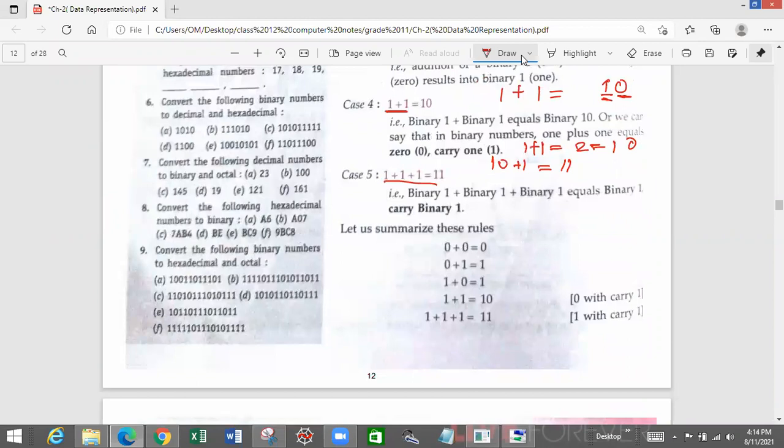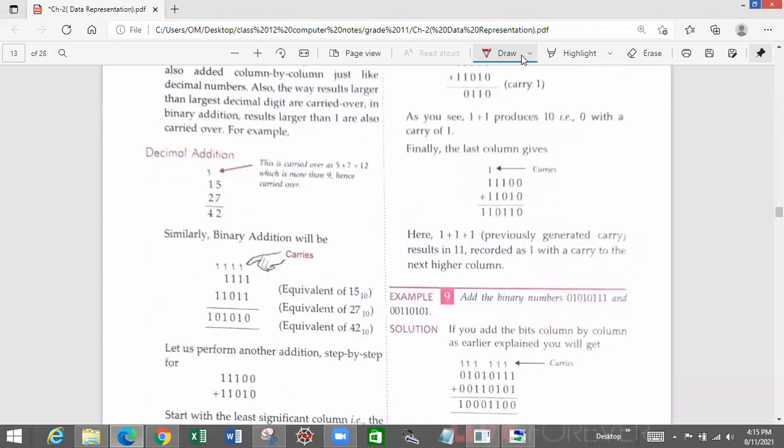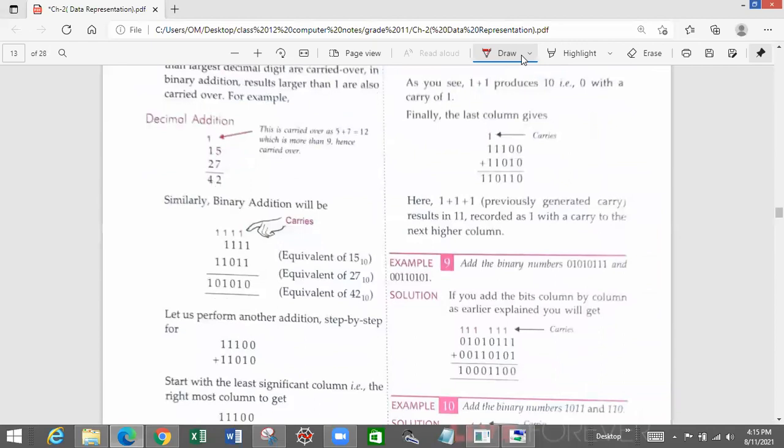Now, the summary of the rules. 0 plus 0 is 0. 0 plus 1 is 1. 1 plus 0 is 1. 1 plus 1 is 1, 0. 1 plus 1 plus 1 is 1, 1, with a carry 1. So these are the rules that we are going to utilize for binary calculation, binary addition. For example, we have 1 1 1 1 and 1 0 1 1.